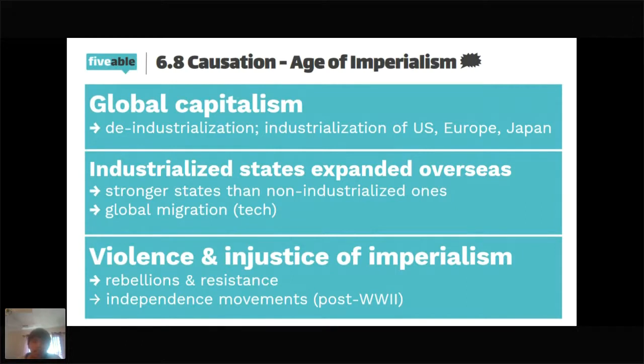Next, but here's the thing though, it's not all fun and games. Once again, we see injustice, we see violence, not only through the colonizers abusing these natives or exploiting these resources, but we also see the violence from the other end, where the locals are resisting, they're rebelling.